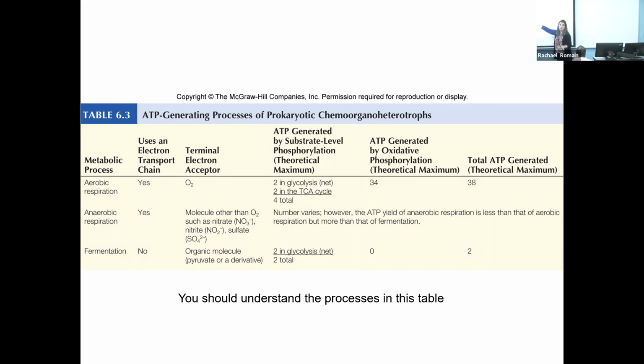In anaerobic respiration, the number is going to vary. I'm never, ever, ever going to ask how much ATP is made in this process of anaerobic respiration, because it's going to be different for every organism. It's going to be different for what they're using as that terminal electron acceptor. So if we're looking at any numbers here, we're focused on aerobic respiration and we're focused on fermentation.